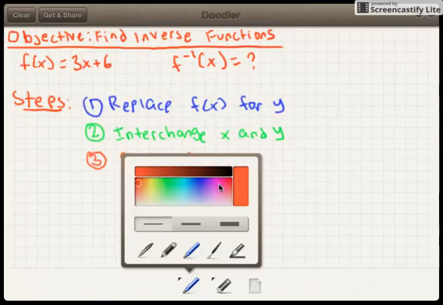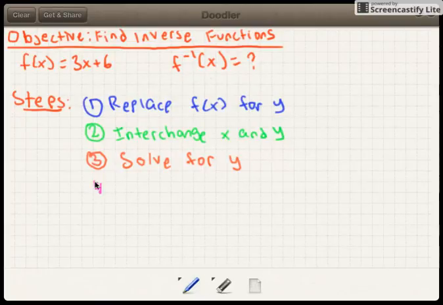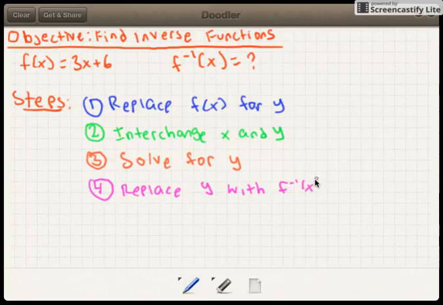Our final step, similar to our first, is just going to be replace y with f inverse of x. So now let's see this done out in an example.